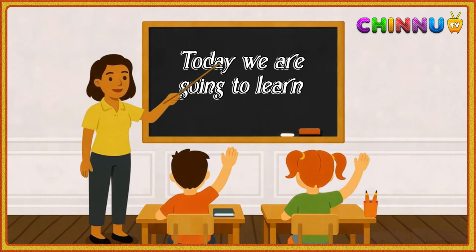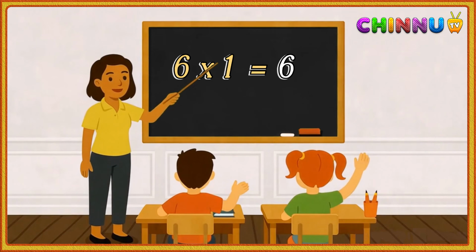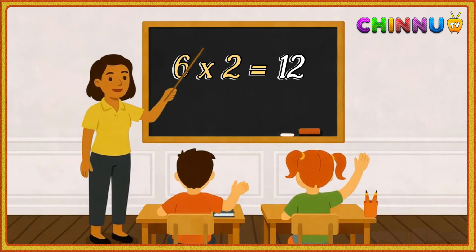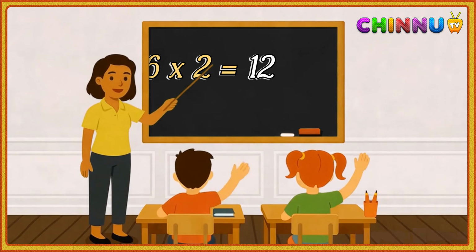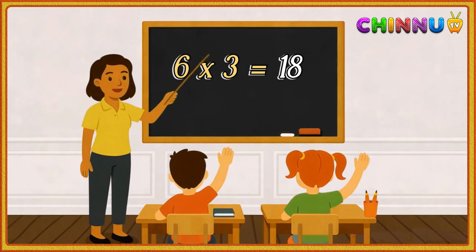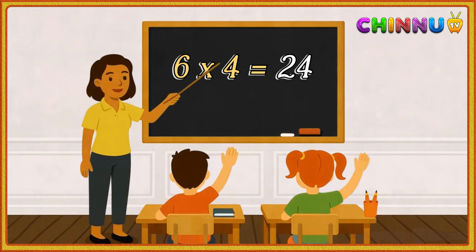Today we are going to learn the table of 6. So let's start. 6 ones are 6. 6 twos are 12. 6 threes are 18. 6 fours are 24.